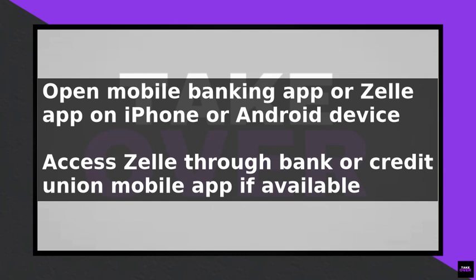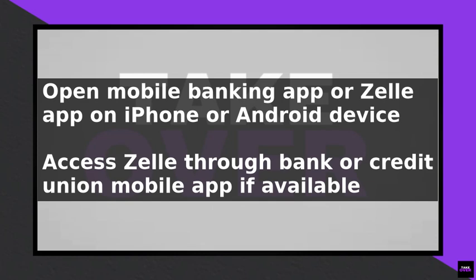Once you have the app open, tap on Get Started and select your bank or credit union from the list of participating financial institutions. If you do not see your bank, you can search for it or visit the Zelle website to see if it is a participating partner.